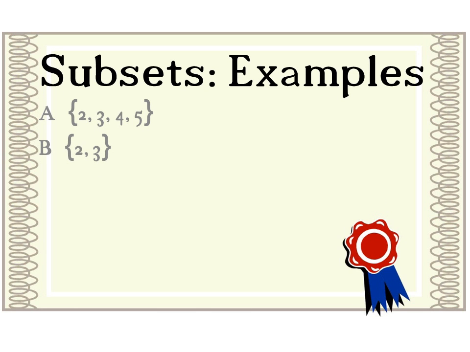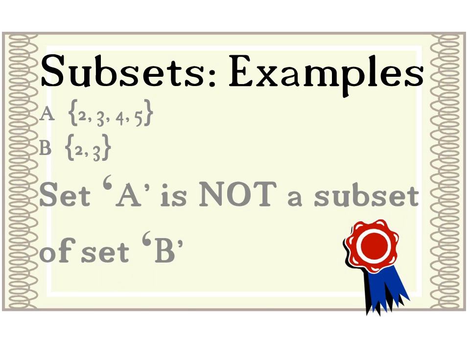Another example of subsets is set A is 2, 3, 4, and 5, and set B is 2 and 3. Set A is not a subset of set B because not all of the elements in set A are in set B.